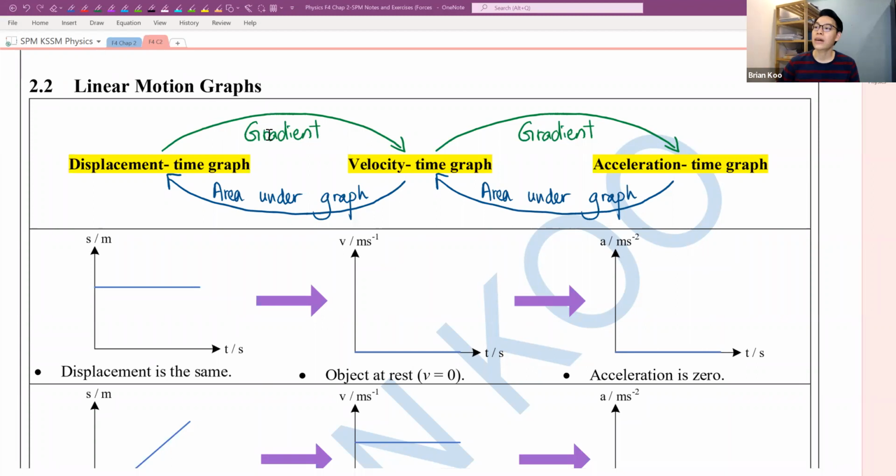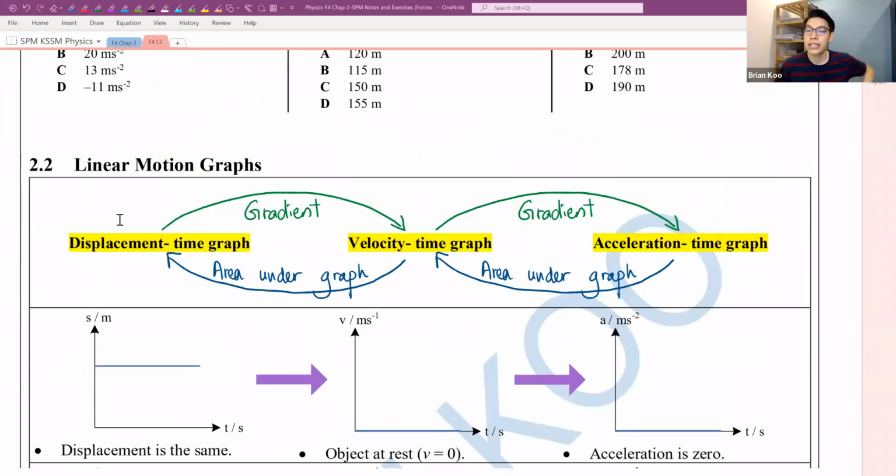Linear motion graphs. The first thing is I need you to remember this: displacement, velocity, acceleration. The symbol for displacement is S, velocity is V, acceleration is A. I need you to remember this order: SVA.